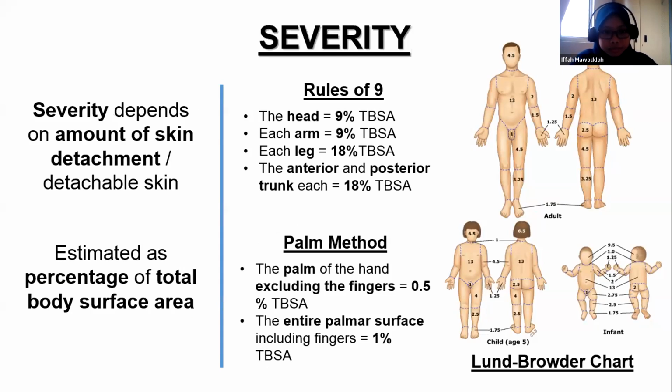For the palm method, in both children and adults, the surface of the patient's hand, including palm and fingers, corresponds to 1% of total body surface area. The Lund-Browder chart is the recommended method in children, but if the burn is irregular or patchy, the palm method is more useful. Next.